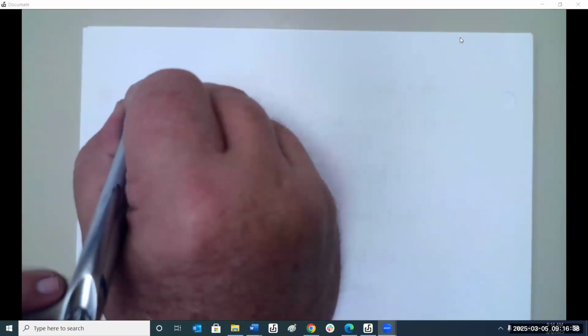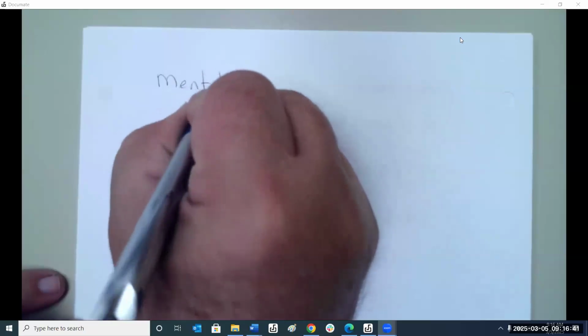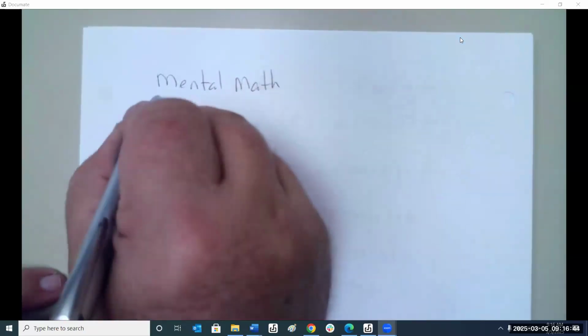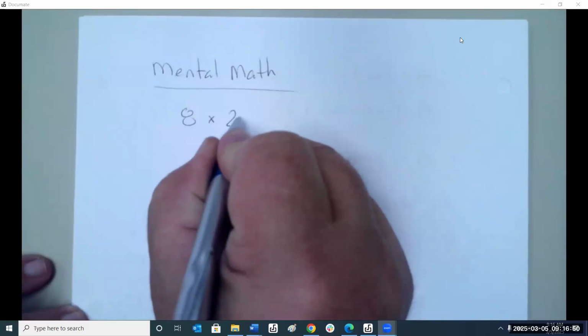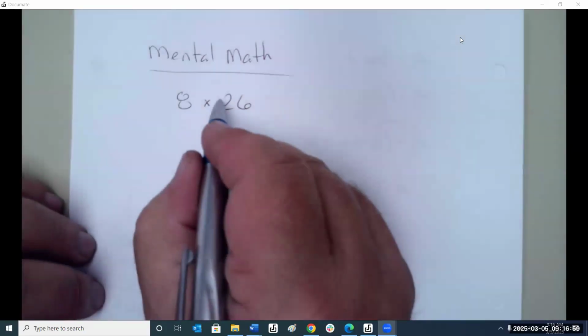Let's look at estimations. So again, the lattice method, majority of the time people use it is stress-free because everything's lined up for you. Mental math. 8 times 26. So the problem is, what do we do with 26? There are 3 possible ways we can do it.